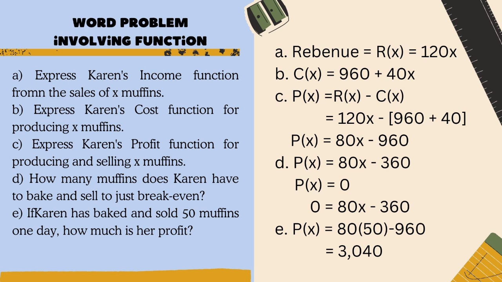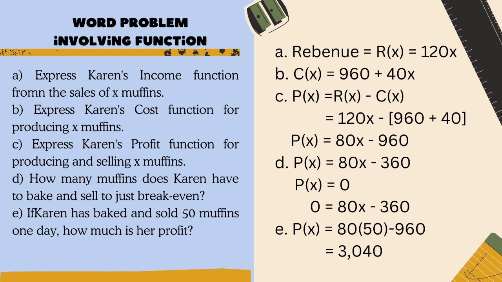A break-even in business is a term that implies that there is no profit and no loss. The amount received is just equal to the cost of producing the goods. So, for Karen to break even, she has to solve P(x) equals 80x minus 960. Letting P(x) equal 0, the function becomes 0 equals 80x minus 960. Solving for x, Karen has to bake and sell 12 muffins for her to recover her cost.